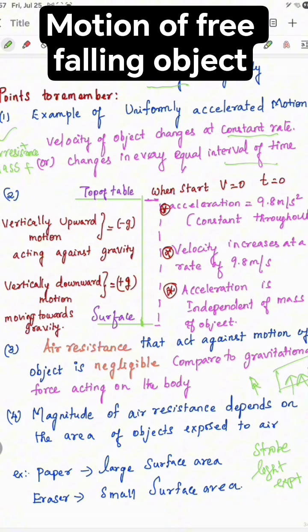One more thing we have to remember finally when using the equations of motion: when you are dropping the object vertically downward, you are moving towards the gravity, so we take it as positive. When you are throwing the object upward, you are moving against the gravity, so we make it negative. These are the points to be remembered when using the equations of motion where a is replaced by g. We have to follow these in the equations.